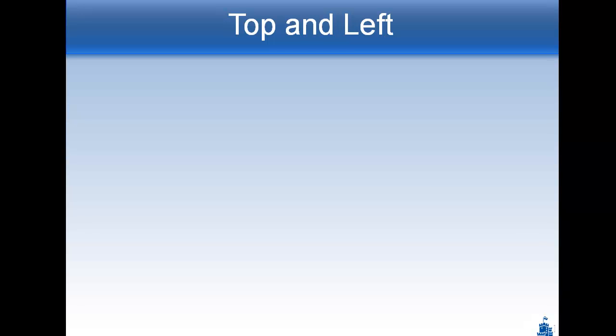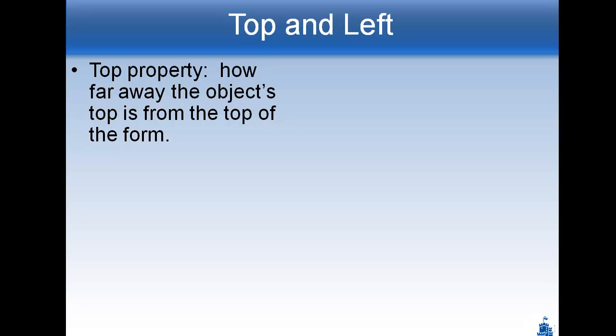All right, so now that we have an idea of the height and width of a form and how that's done, I want to talk about these properties, the top and left. If you take any object in the form, it has a top property. The top property for, say, a button or a text box inside a form is how far away the object's top is from the top of the form. Now, that's a little confusing, so let me give you an example.